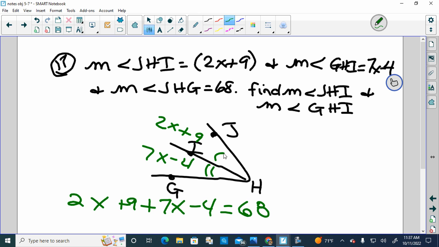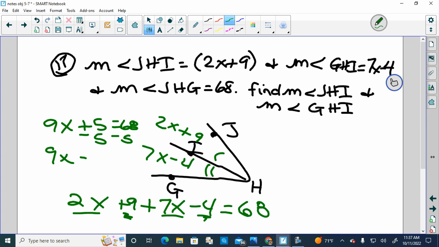Okay, so combining like terms. We have a 2x and a 7x, so that would give me 9x. Then I've got a positive 9 and a negative 4, which is plus 5, equals 68. What's my next step? Subtract the 5 from 68. So 9x equals 63. Then divide by 9. X equals 7.